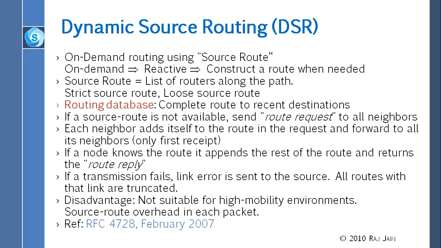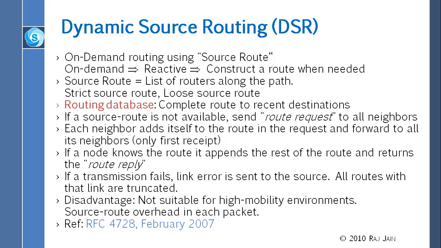Suppose there is no activity the whole day, then no route may be present and it doesn't matter really because there is no traffic. But when a packet has to be sent and the route is not available in the table, then a route request is sent to all the neighbors. Does anybody know the route, for example, to node number 5? Each neighbor adds itself to the route request and sends it to other neighbors. If they don't know, they ask their neighbors whether they know the route to node number 5. They do this only on the first receipt. If they receive the same request again, they obviously don't send it again. So this is a kind of flooding.